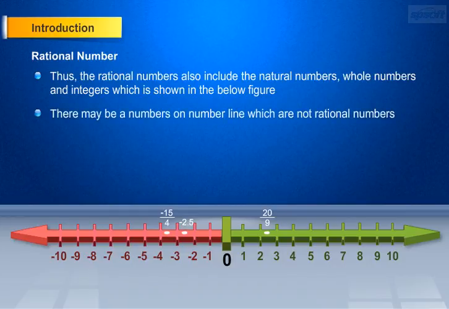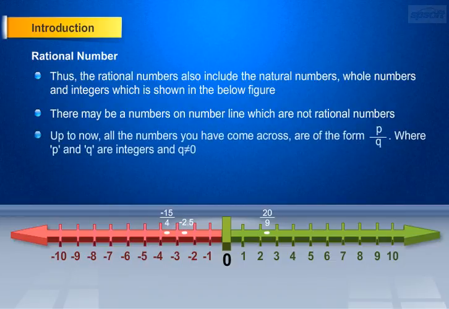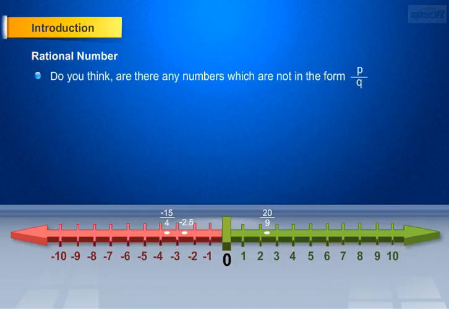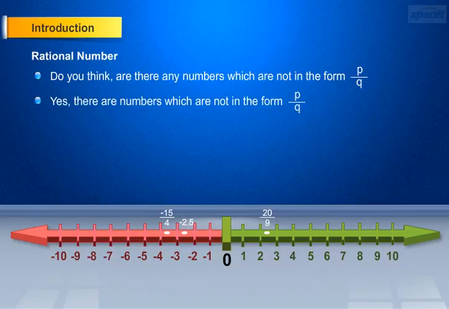And also, there may be numbers on number line, which are not rational numbers. Up to now, all the numbers you have come across are of the form p by q, where p and q are integers and q is not equal to 0. Do you think, are there any numbers which are not in the form p by q? Yes, there are numbers which are not in the form p by q.